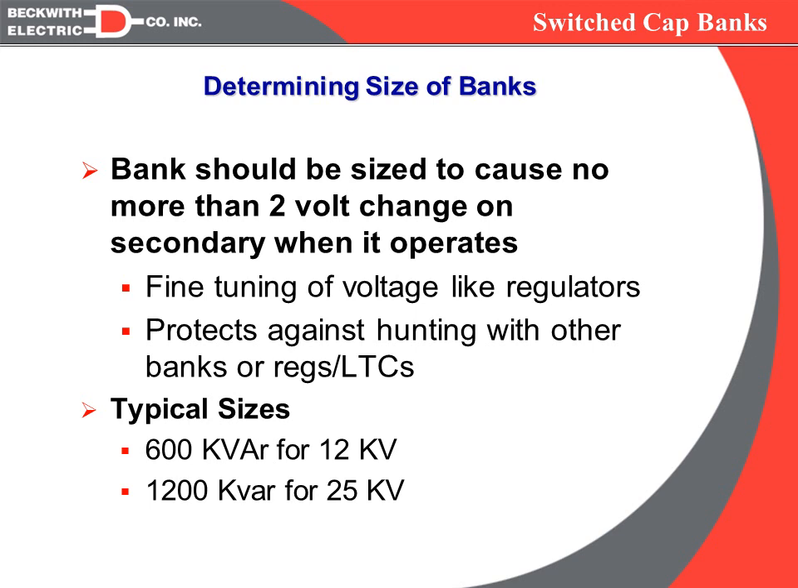Therefore, typical sizes recommended for a 12 kV voltage, it's recommended that we do not exceed 600 kVAR. And for 25 kV, it's recommended that we do not exceed 1200 kVAR. But the general rule of thumb is we want to try to keep the delta voltages between 1 and 2 volts per bank.